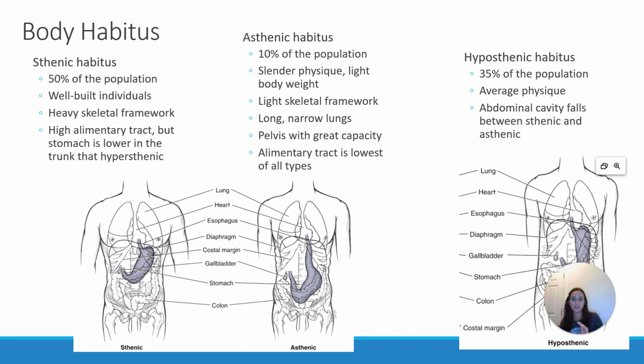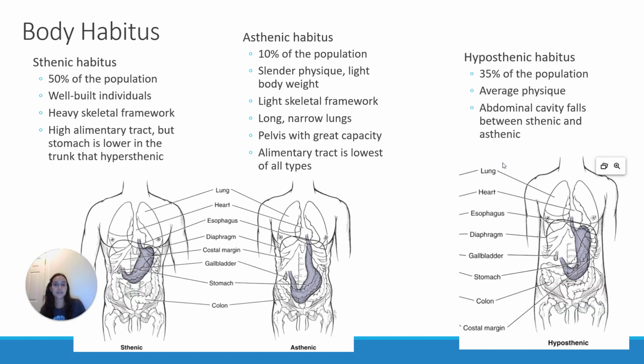For the asthenic habitus, 10% of the population, you're talking about a slender physique, light body weight, light skeletal framework, long, narrow lungs, pelvis with a great capacity, and the alimentary tract is lowest of all types. So you're thinking about very skinny people, and the way that the body organs are distributed, their stomach tends to lie very low, almost into their pelvic cavity. And finally, the hyposthenic habitus, 35% of the population, talking average physique. The abdominal cavity is so long that it's taking up part of the superior portion of the abdomen and the inferior part of the abdomen, or it's actually sandwiched right in between the sthenic and the asthenic habitus.